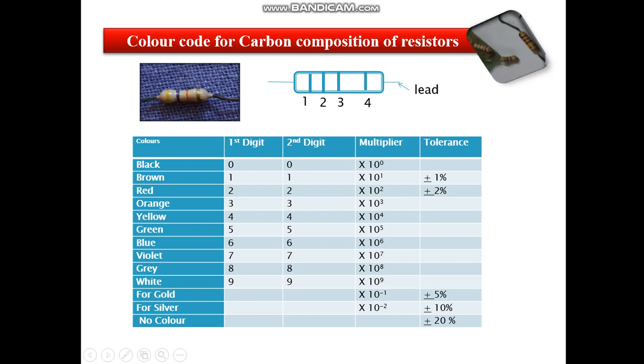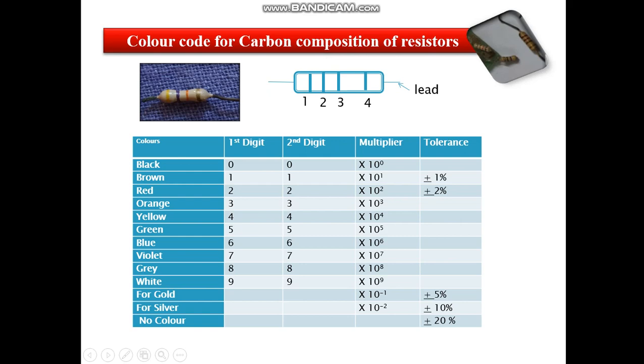Now how are we going to remember this table? Look at the first column again. You take the first alphabet of each word. So you have B, then B, then R, O, Y, and then G, B, V, G, and W, up to white. So you can remember it like this: B B ROY of Great Britain has a Very Good Wife. This is a funny way of remembering, but we remember it very easily. So again I repeat, B B ROY of Great Britain has a Very Good Wife. And then you have the gold, silver, and no color.